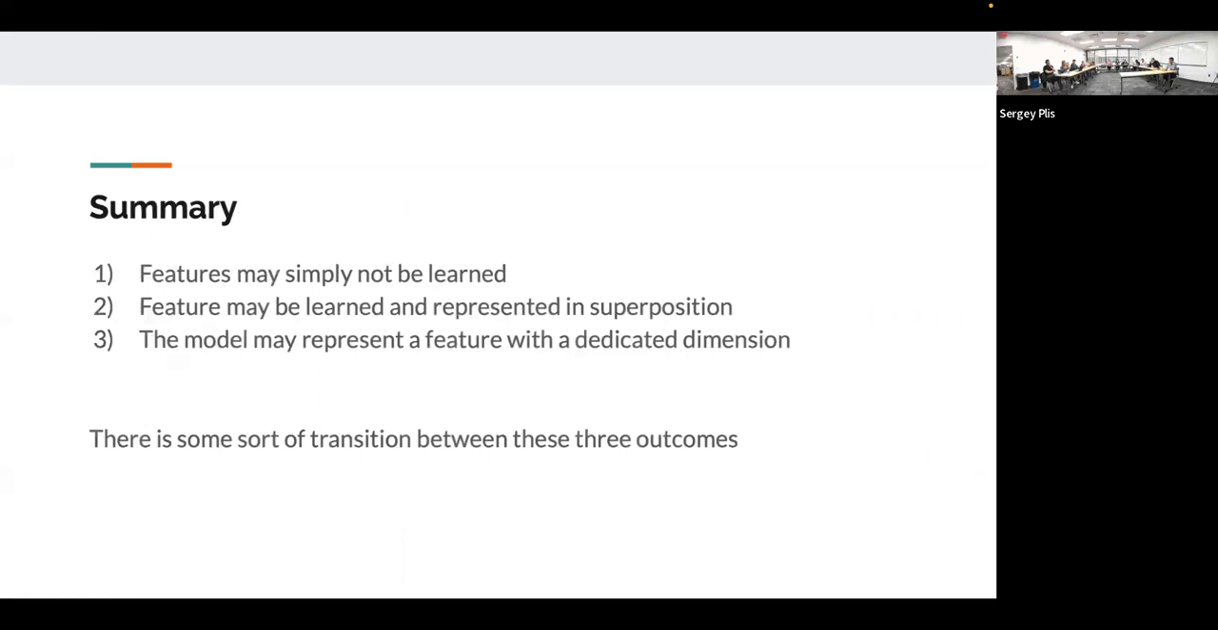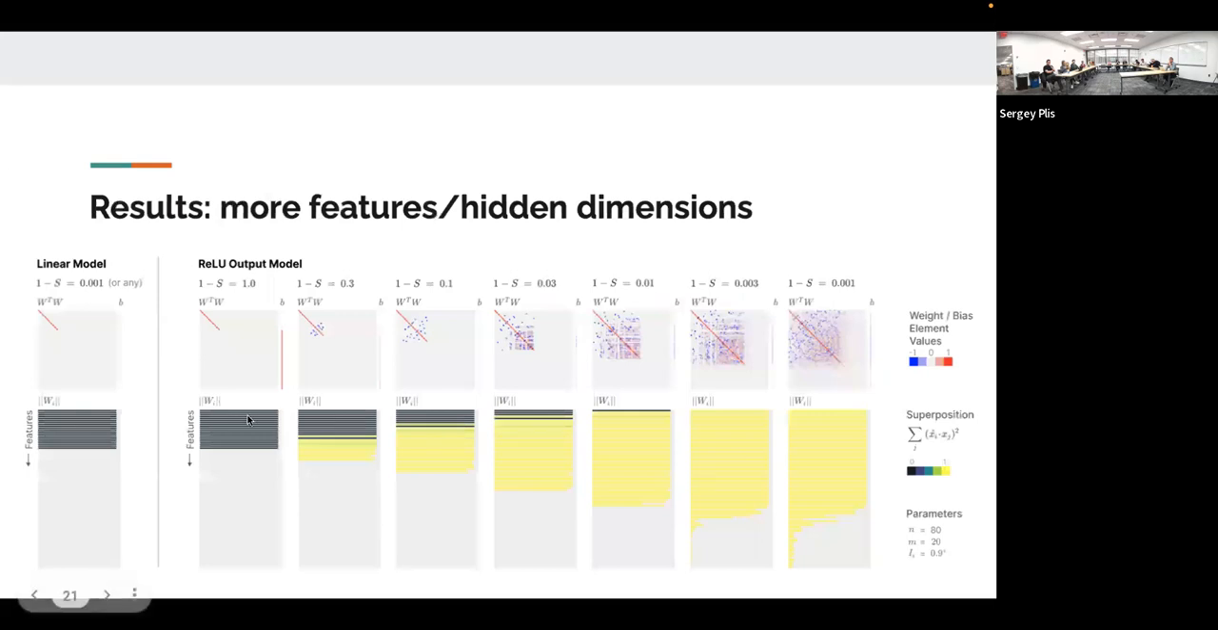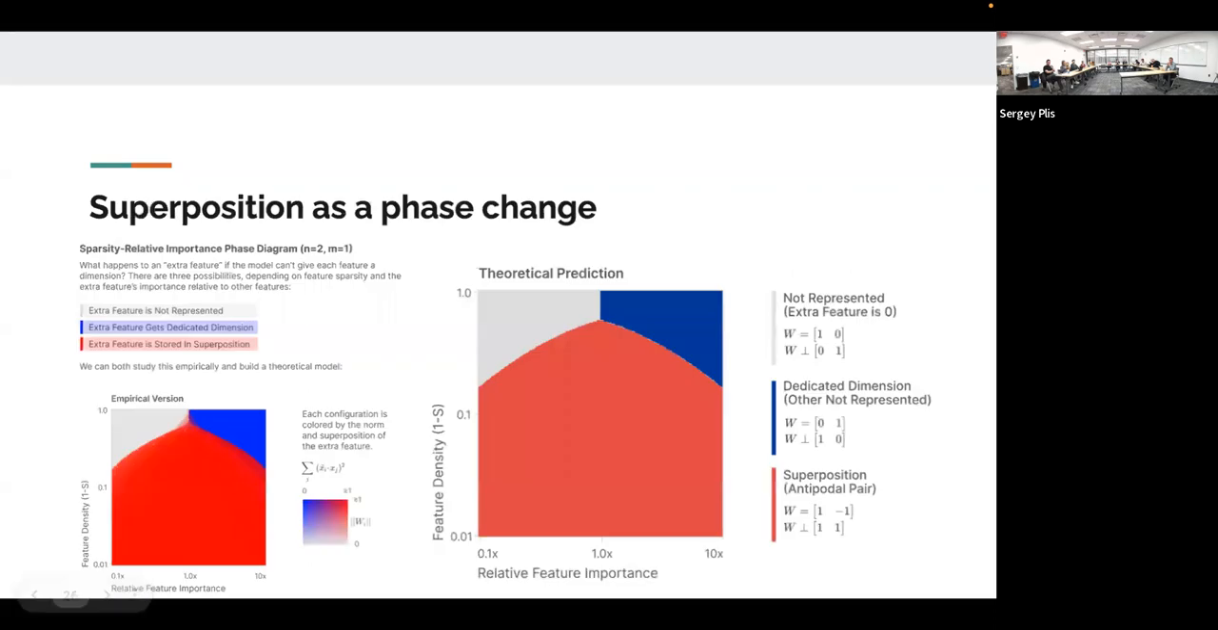Okay, so far, there's a summary, which is that there's a few things that a model can do. It can just simply not learn certain features, which is what happens when it's very dense, which we saw in the first case. Features may be learned and represented in superposition, which happens more and more as features get sparser. And the model may represent a feature with a dedicated dimension, which means that either the feature is super important, so we don't want any interference from other features, or this happens in the case of the first one, which is this one. These features clearly are super important here. When it's super dense, we need to have those features represented for some reason. All right.